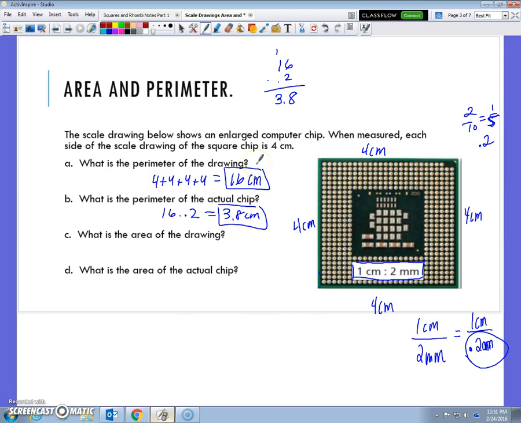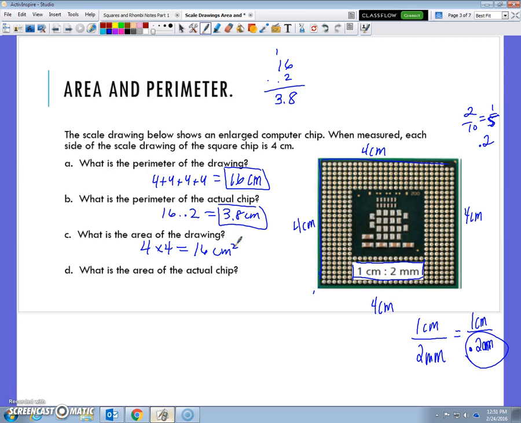Okay, it's actually 1/5 of the drawing. What's the area of the drawing? So now I'm looking at the area of the actual drawing again here. So 4 by 4. I know length times width, 4 times 4 is the area. In this case, it would be 16 centimeters squared, or square centimeters, I should say.